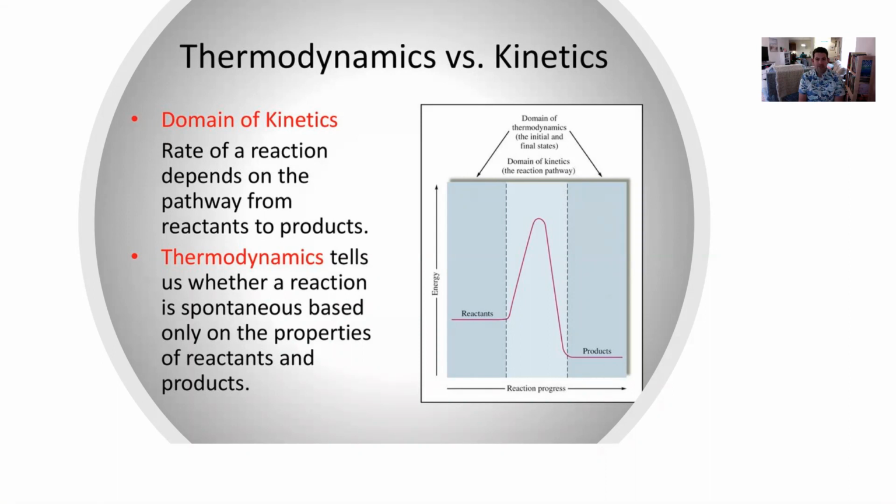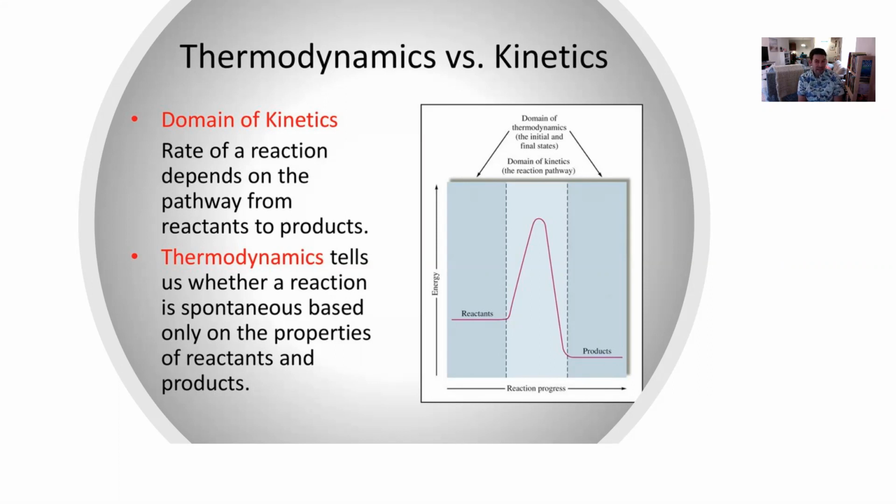So thermodynamics versus kinetics. In our chart here, the domain of kinetics is the reaction pathway. That's the activation energy. That's something that we can change with the catalyst. That's something that we look at in reaction mechanisms. But kinetics is the rate of a reaction. It depends on the pathway from reactants to products. So kinetics is how fast a reaction takes place.